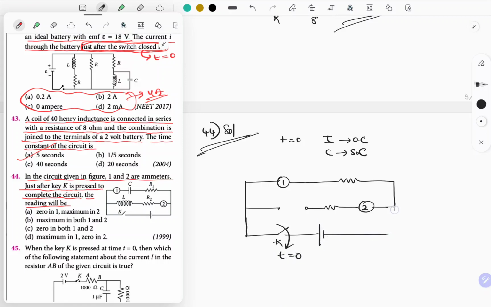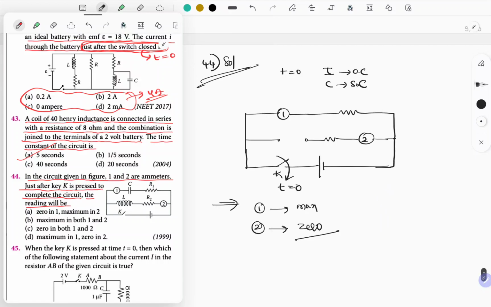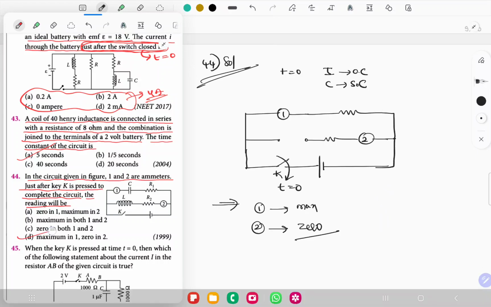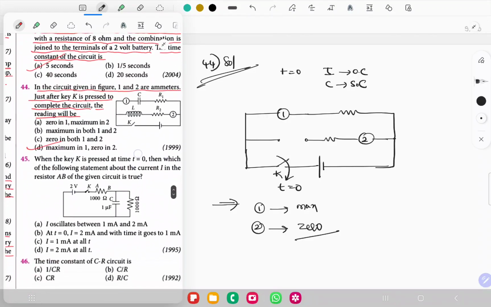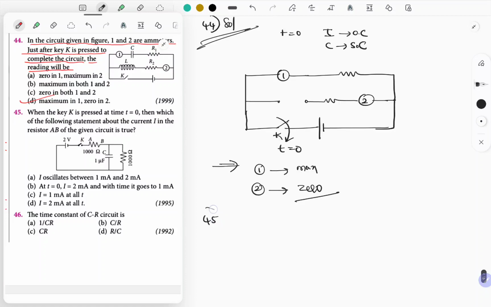This is the supply voltage. Is there any current flowing through ammeter 2? No. So in 1 maximum current, because it is closed, and in 2 it is connected in series with the open circuit, that's why it is going to be 0. So maximum in 1, 0 in 2, option D is the suitable answer. Okay? Next, question number 45. Hope you are able to understand.